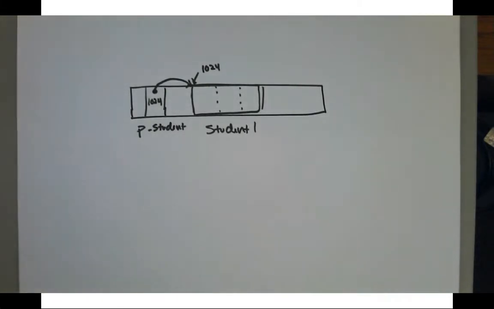So let's review kind of the different types of data that we can have in a C++ program. We can have global data. Global data is accessible for the lifetime of the program and is accessible from anywhere in the program. There's no scope.